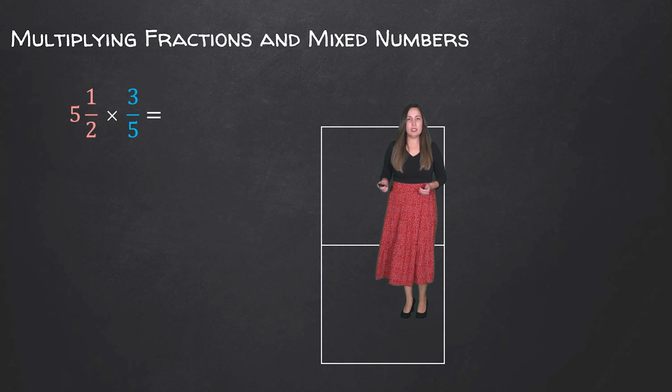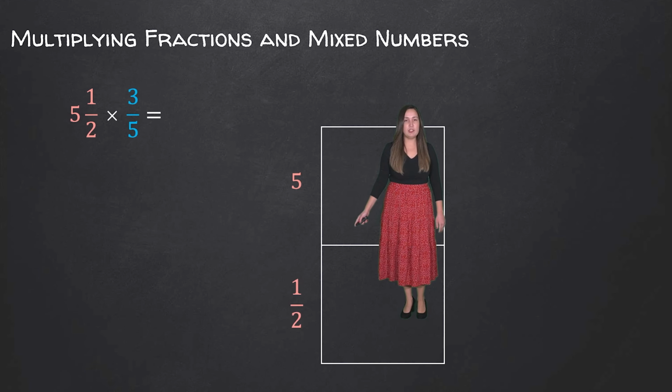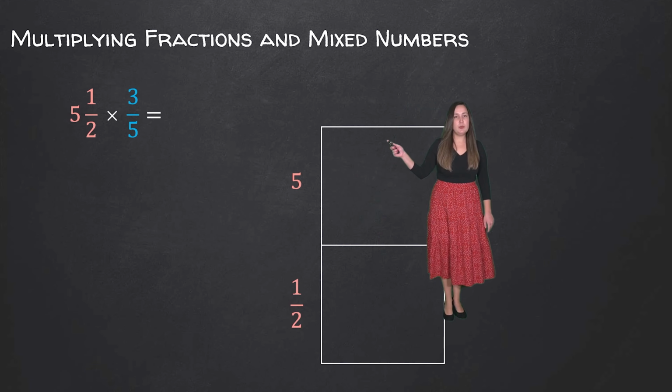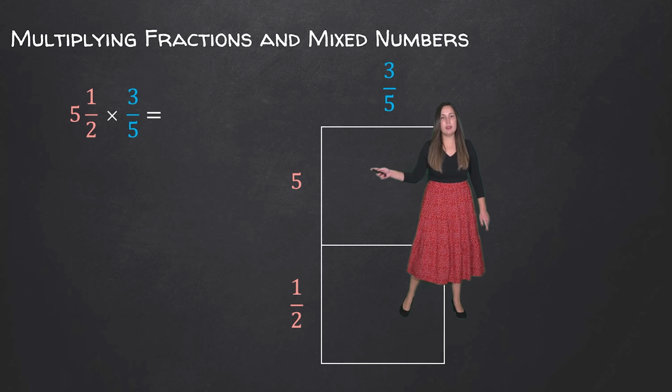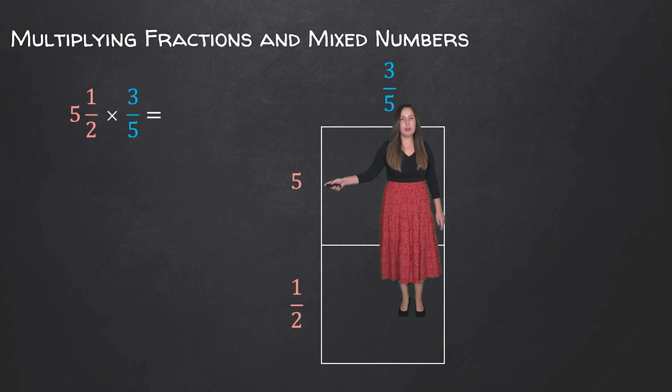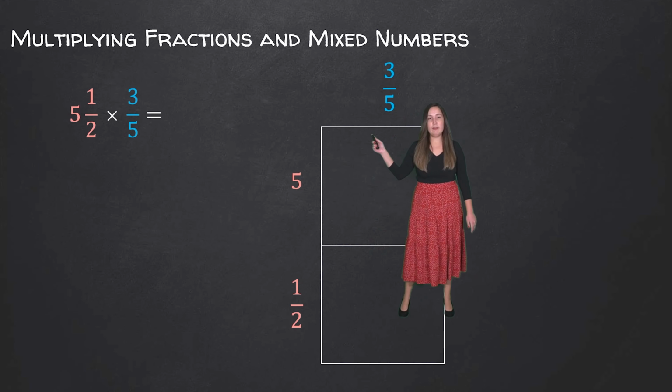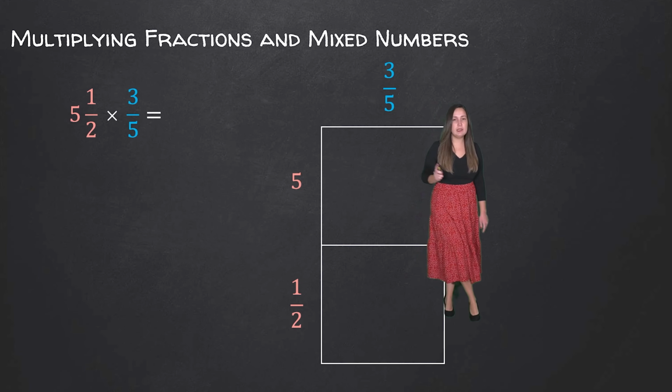So what we're going to do is, because our first number is a mixed number, we're going to separate the whole number from the fraction, and then we're going to write 3/5 up here. So essentially, in order to do the box method, we're going to multiply the whole number from our mixed number by our fraction and then the two fractions together.